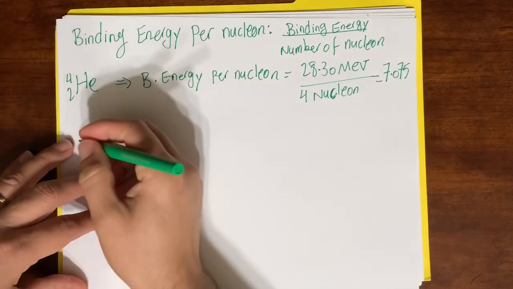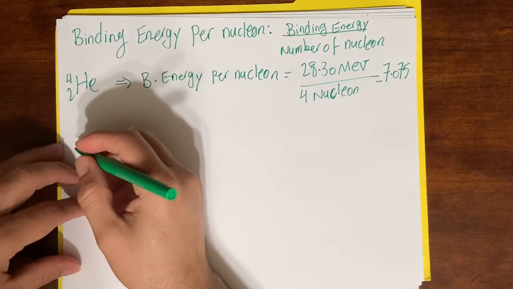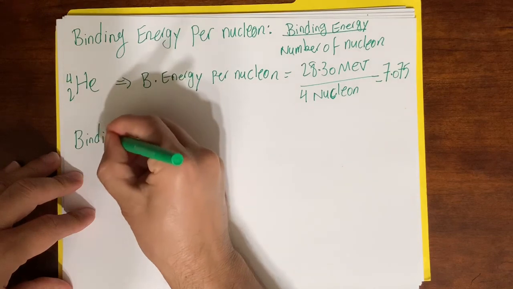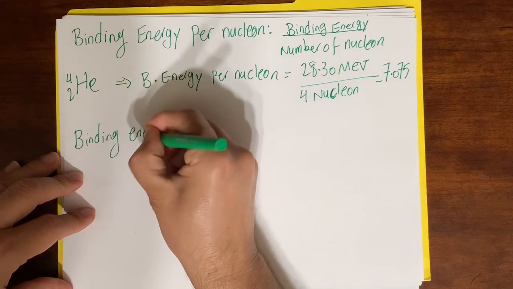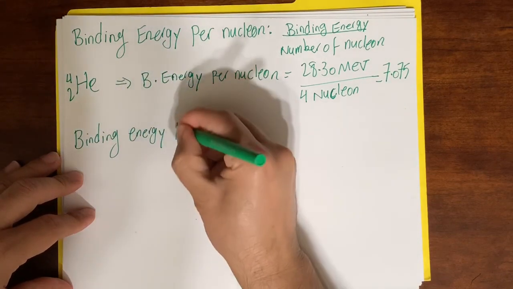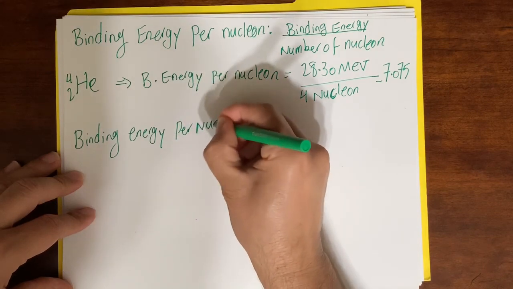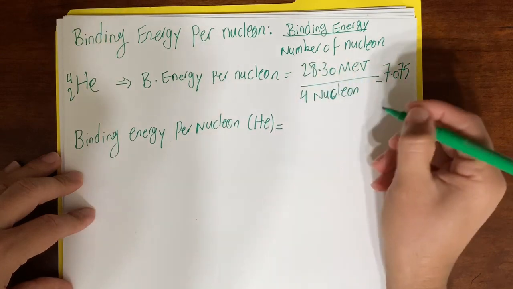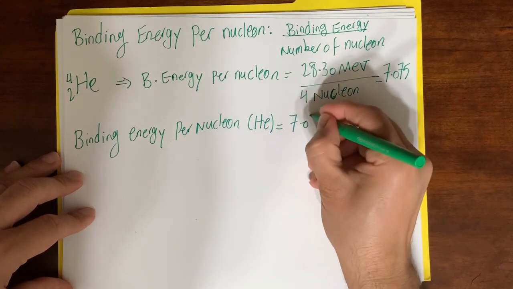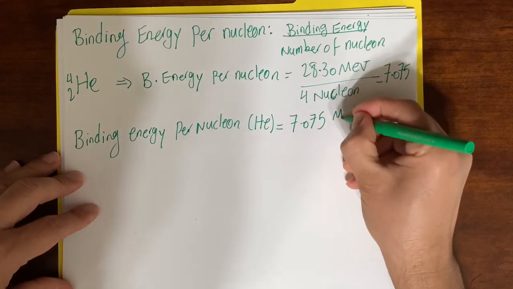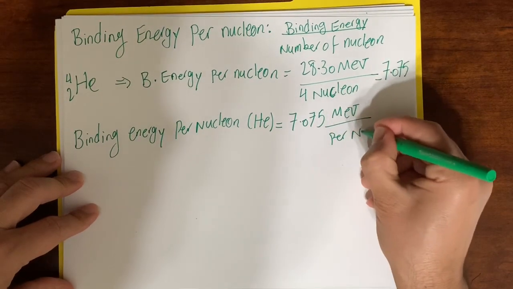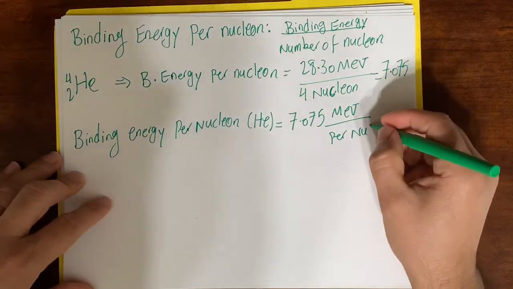mega electron volt. So binding energy per neutron for helium is equal to 7.075 mega electron volt per 1 proton or neutron.